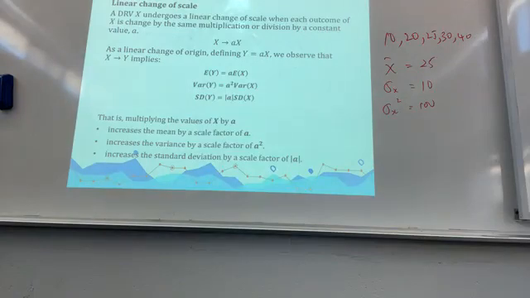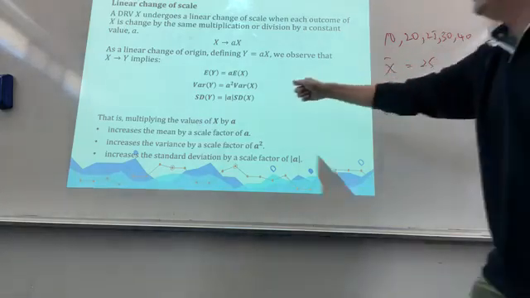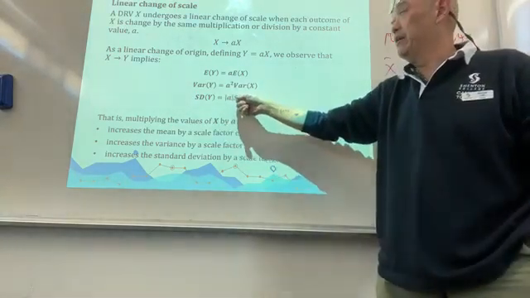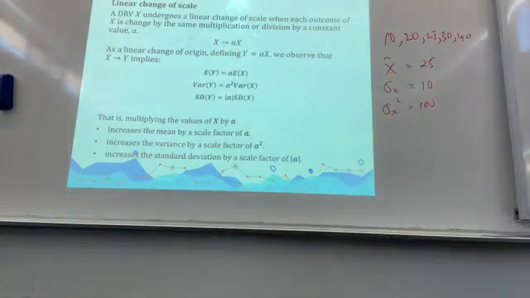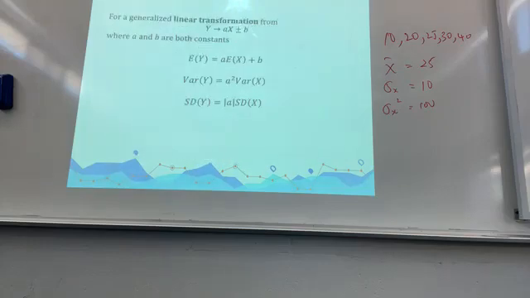Expected value and standard deviation both increase by a factor of A, except the standard deviation is the absolute value of A. Variance is increased by A squared. If A is negative, when you square it, it's still positive, right? Happy with that? You've all got that? So we're going to move on to some examples.